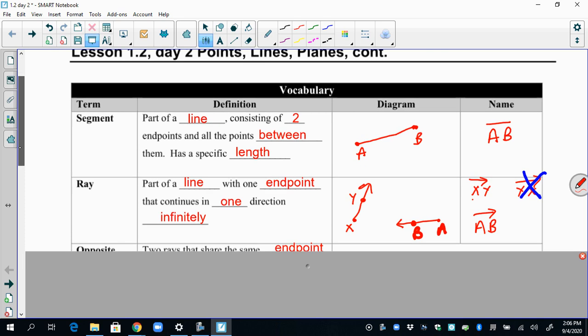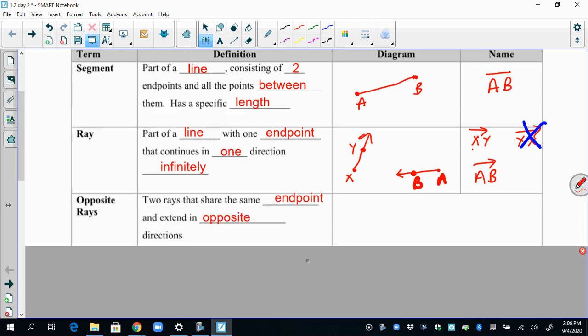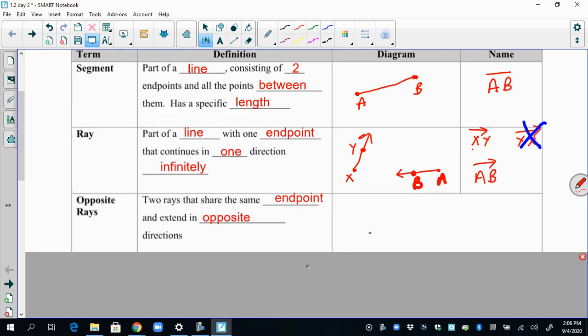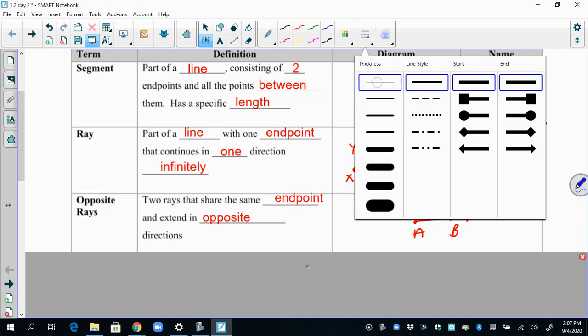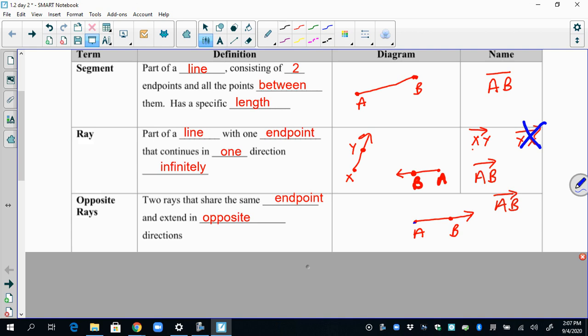Opposite rays are rays that share the same endpoint and extend in opposite directions. So if I have a ray going this way, and I have a couple of points on there so we can name it, that would be ray AB. And if I want a ray that's opposite of that, then I have to start at point A and go in the opposite direction. So that would be an opposite ray.